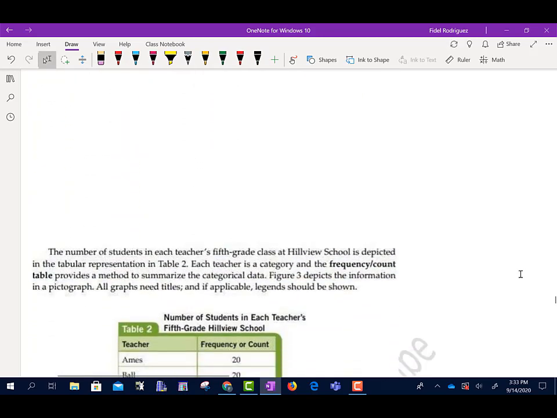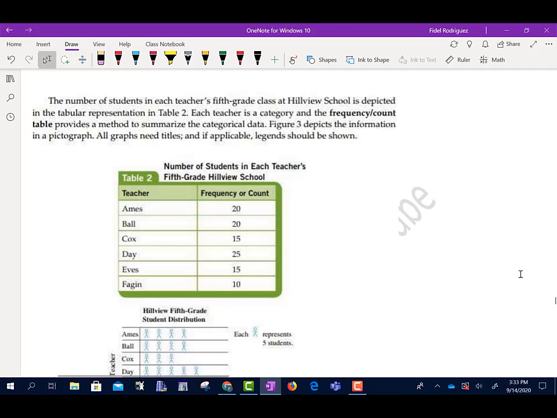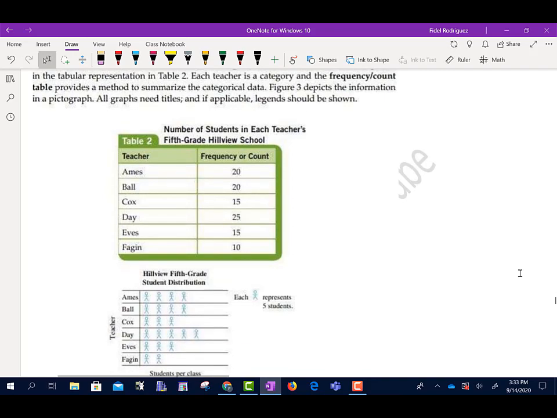All right, so let's take a look. It says the number of students and teachers in each teacher's 5th grade class at Hillview School is depicted in the tabular representation in Table 2. Each teacher is a category, and the frequency or count table provides a method to summarize the categorical data. Figure 3 depicts the information in a pictograph. All graphs need titles, and if applicable, legends should be shown.